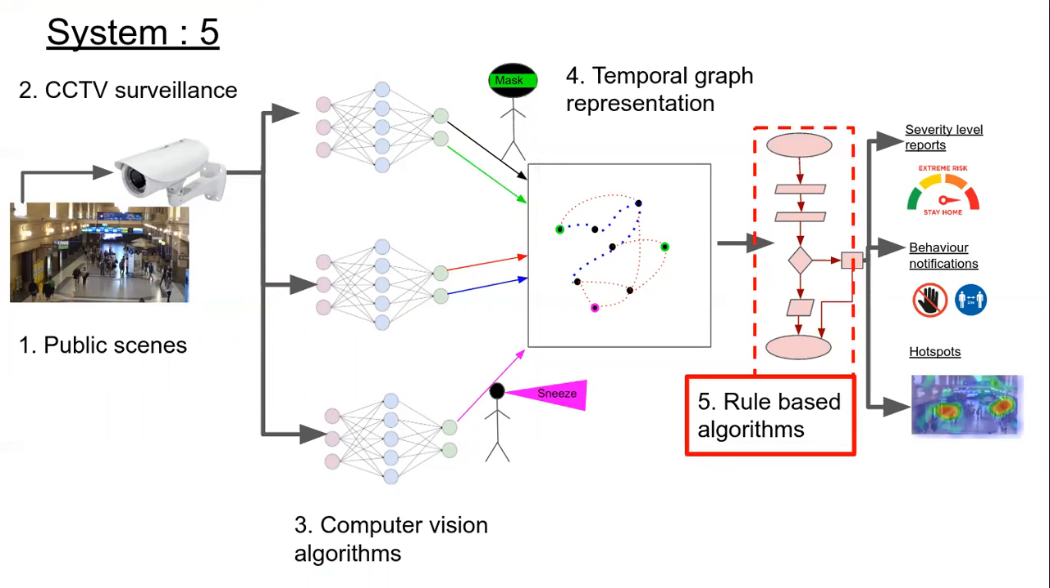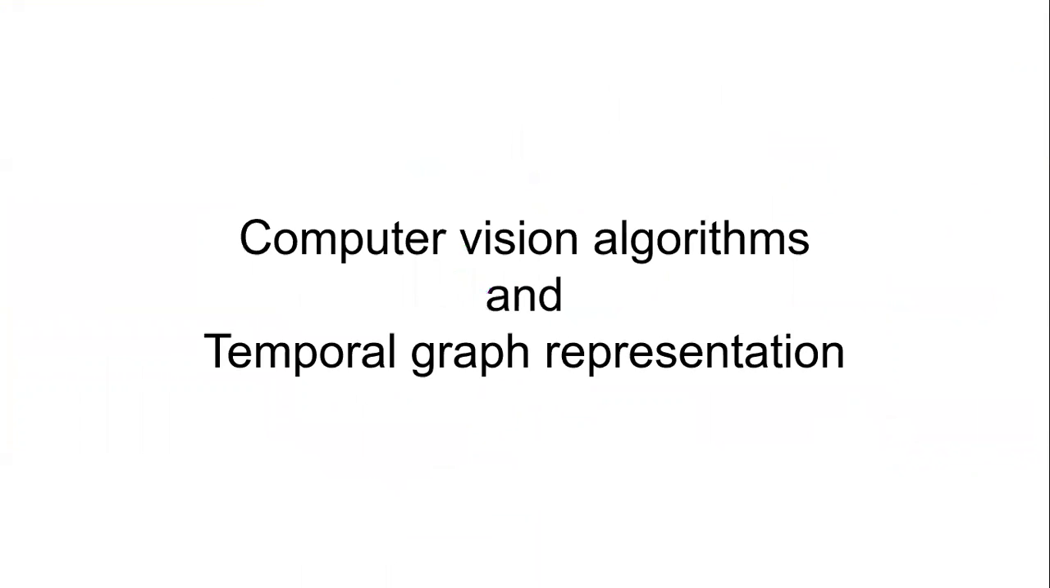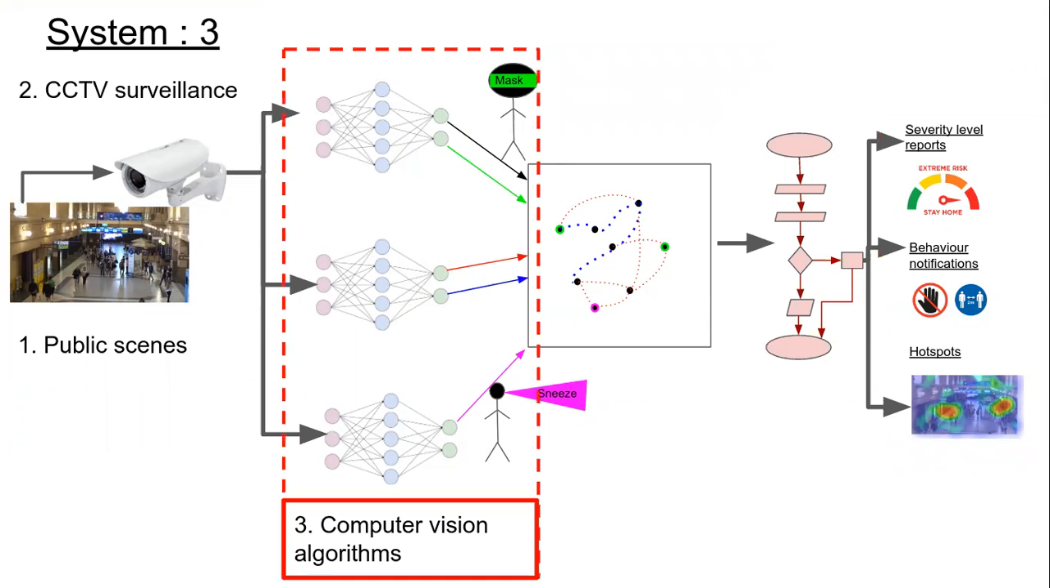This temporal graph representation goes through rule-based algorithms to interpret the graph. So first we had videos that were processed by computer vision to generate the graph. Then the graph is being processed by graph algorithms to generate the outputs. The outputs can be manifold and they are useful for different types of actions in mitigating COVID-19 spread. So first let me talk about the computer vision algorithms and temporal graph representation. So this part is what we are going to talk about.